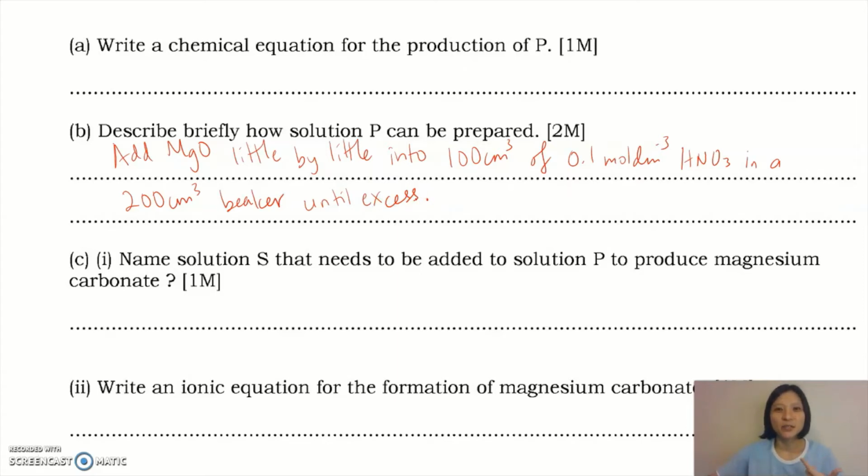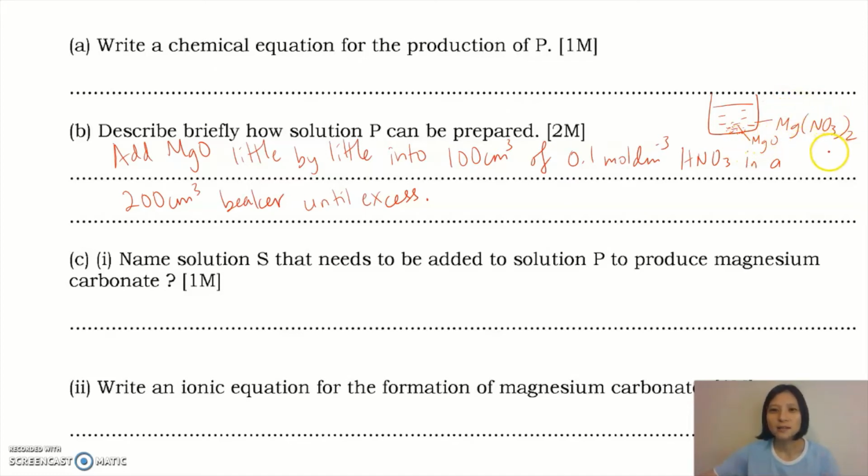After you add until excess, your beaker will have nitric acid, MgO, and also the product, which is magnesium nitrate. Right now the reaction is complete. When the reaction is complete, it means there will be no more nitric acid, but there will still be this excess of MgO together with the product, magnesium nitrate. The excess MgO that we put in, you don't want it.